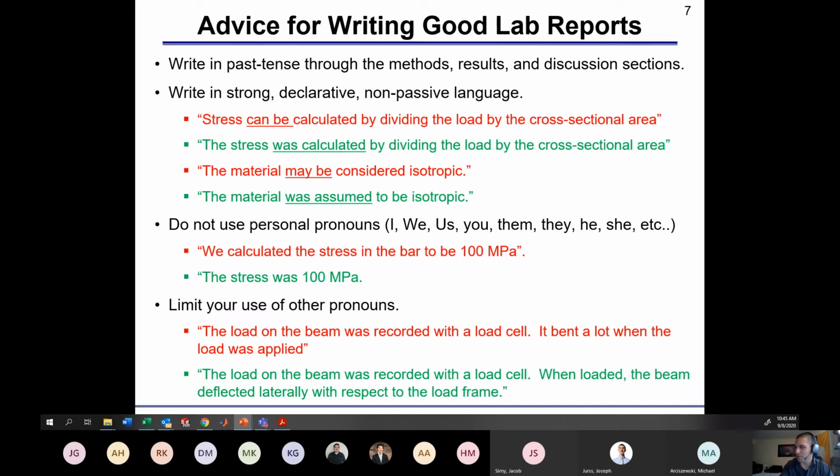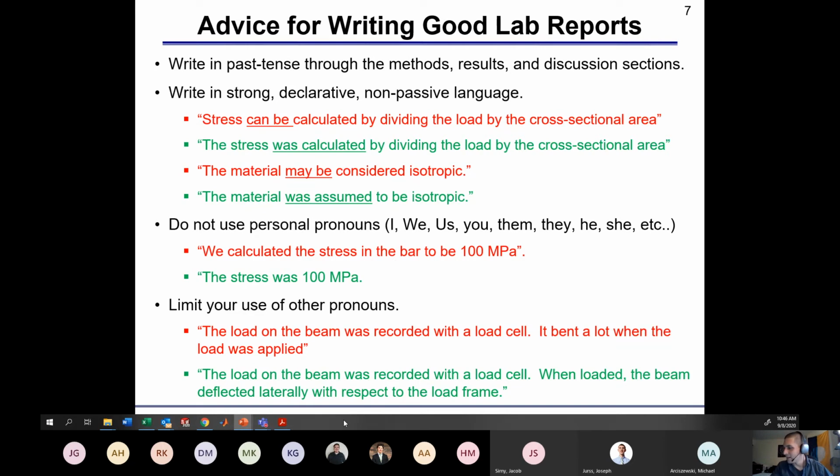Okay, so my example here is the load on the beam was recorded with a load cell. It bent a lot when the load was applied. Okay, this pronoun it, what does it refer to? Did the load cell bend a lot? Did the beam bend a lot? Did the load bend a lot? All three of those things are nouns in your previous sentence. And so when you're talking about it bent a lot, what does that refer to? You have to be clear about it.